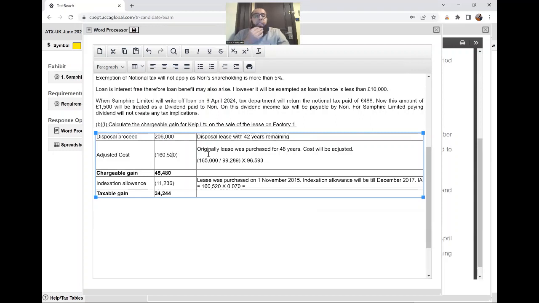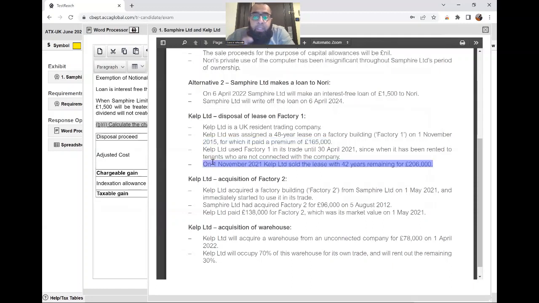Now, it was a small part of 3 marks. He asked us to calculate the chargeable gain for Calp Limited on sale of the lease on Factory 1. If I read it again: on 1st November 2021, Calp Limited sold the lease with 42 years remaining. So the disposal proceed will be 206,000, and there is no debate in it. The disposal proceed is straightforward, with no adjustment. The disposal proceed is 206,000.